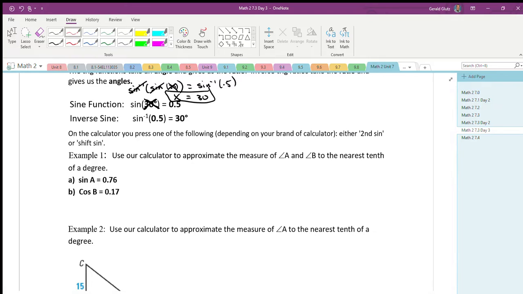So in example 1, I'm trying to figure out sine A equals 0.76. I'm trying to solve for A. I would take the inverse sine of sine A, inverse sine of 0.76. So inverse sine and sine cancel each other out. So I'm left with A is equal to inverse sine of 0.76. So on your calculator, 0.76 inverse sine, and you should get 49.46 degrees.